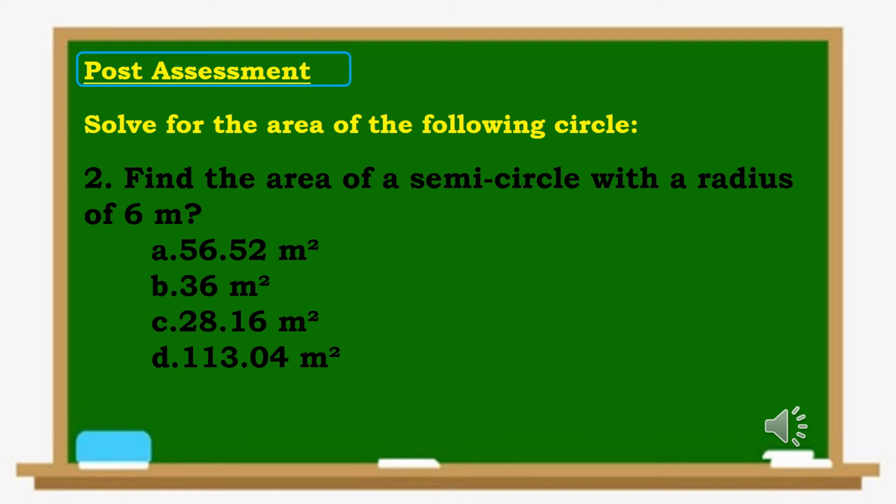Two, find the area of a semicircle with a radius of 6 meters. A. 56.52 square meters. B. 36 square meters. C. 28.16 square meters. D. 113.04 square meters. The answer is letter A, 56.52 square meters.